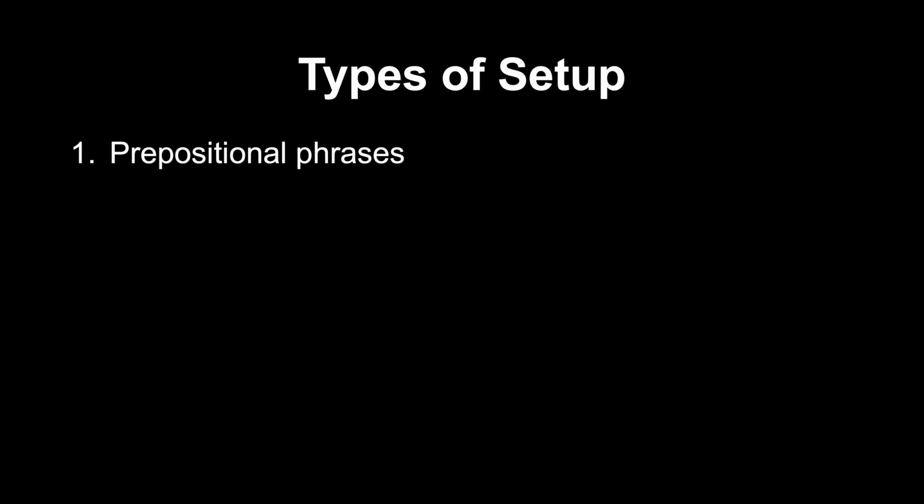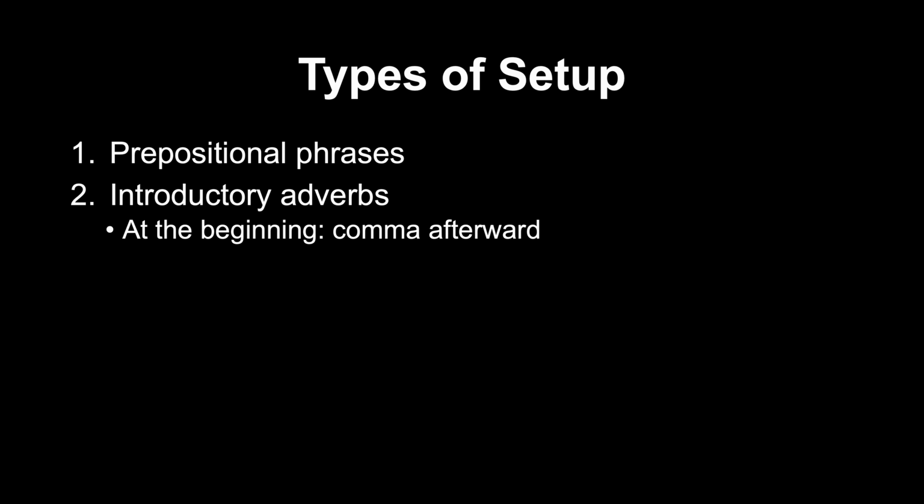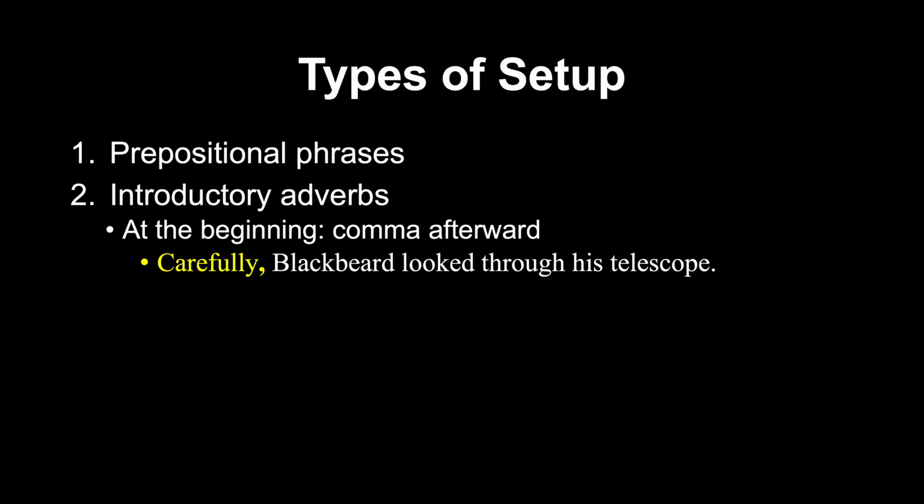First type of setup, prepositional phrase. Second type of setup, introductory adverbs. So after all your notes on prepositional phrases, make a new second numbered point that is introductory adverbs. Now you probably remember that an adverb is a word that modifies a verb, and they usually end in ly, okay? If you have an adverb at the beginning of a sentence, you should put a comma afterwards. That's the rule. That's the basic rule for this kind of setup when it's just an adverb.